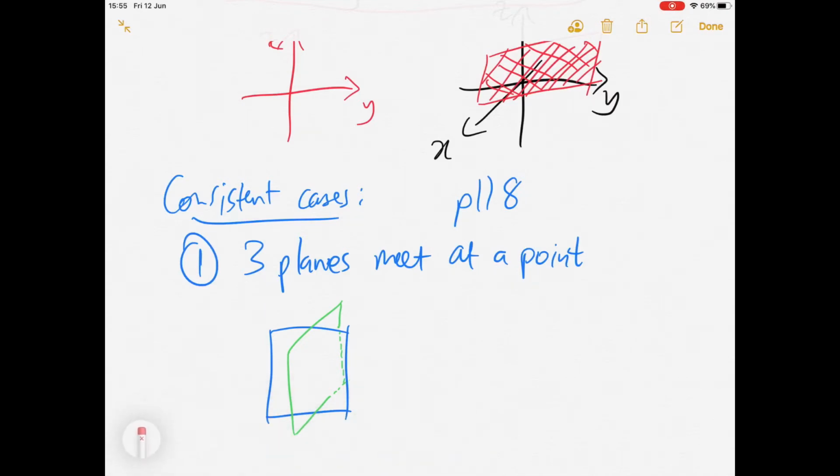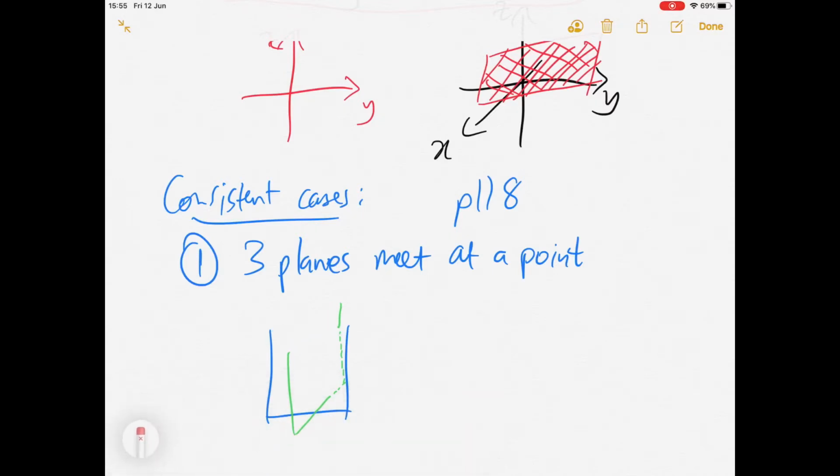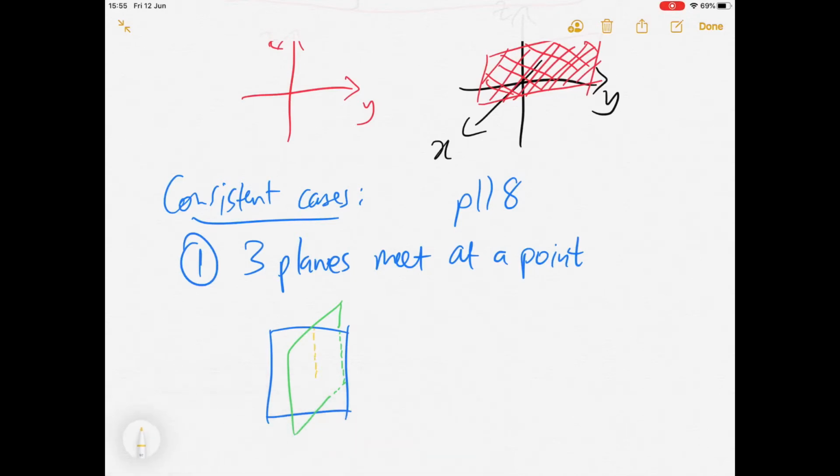There we go. So the green is a second plane, and we can see these two planes meet in this line, in this yellow line here. That's the line these two planes meet in.